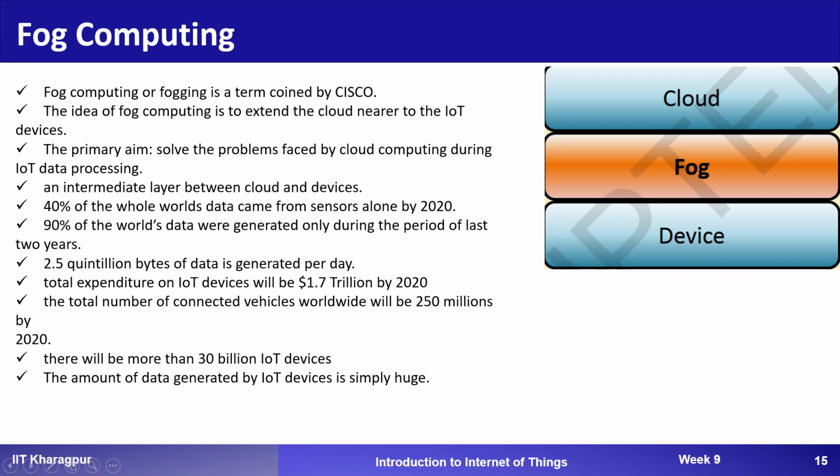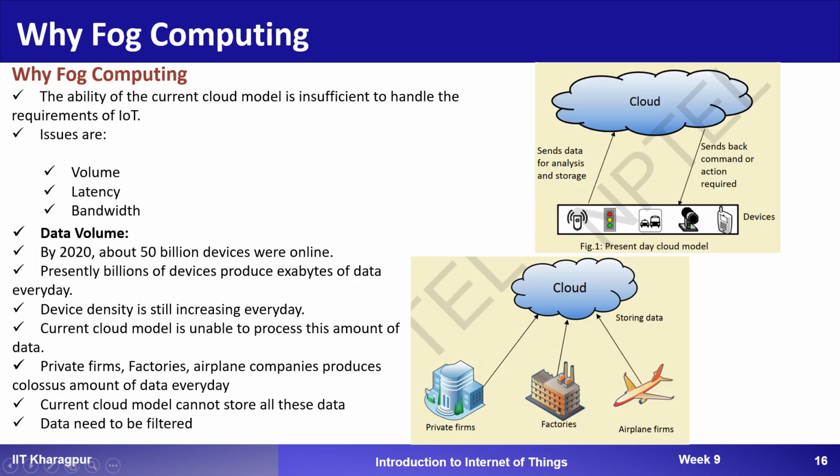So in order to manage and process that amount of data, there is a need for an intermediate layer which is going to reduce the latency introduced by the cloud. This particular layer, which is the intermediate layer between your end users and the cloud computing layer, is your fog layer.